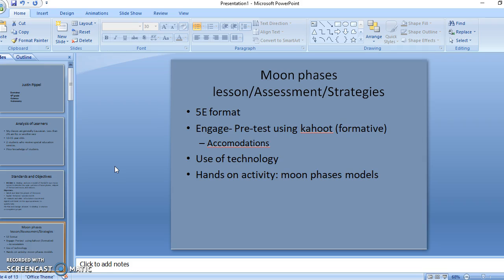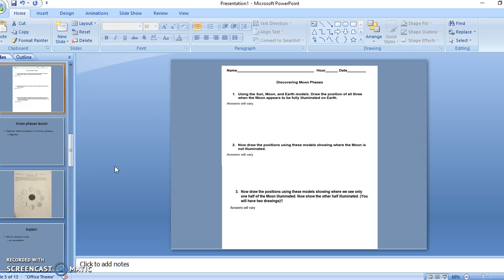The next thing I did after I figured out these results was a hands-on activity with moon phases models. This was the worksheet I used. I gave them a model of the Earth, Moon, and Sun, and for the first one, they had to draw the position of all 3 when the moon appears to be fully illuminated on Earth.